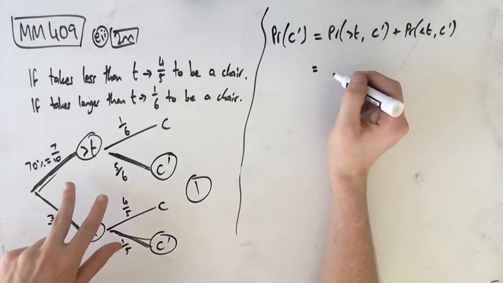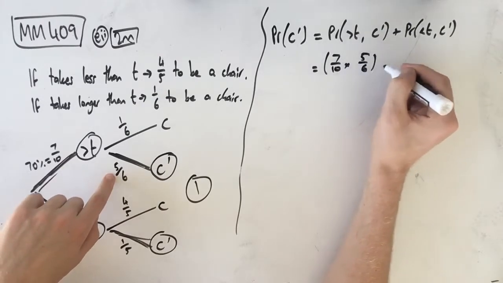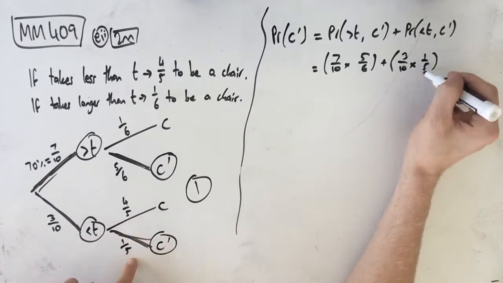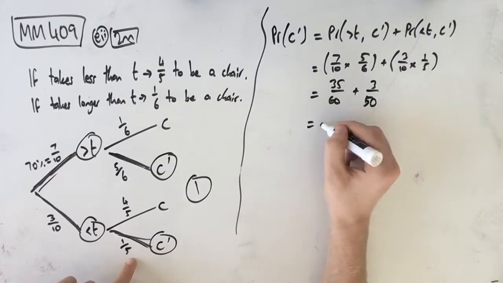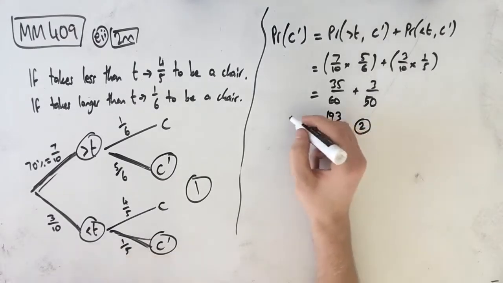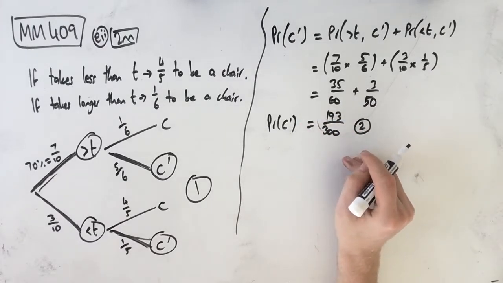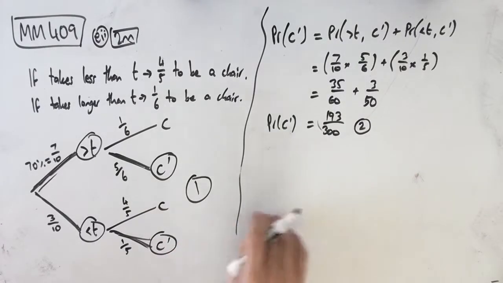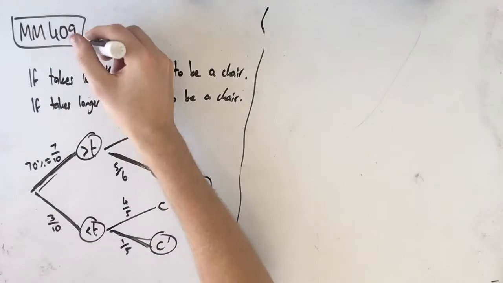Awesome. So the way that we do this is by multiplying all these together. So we get 7 on 10 multiplied by 5 on 6 plus 3 on 10 multiplied by 1 in 5, which is 35 on 60 plus 3 on 50, which equals 193 over 300. This is your second mark. So the probability that it is not a chair is 193 over 300. Guys, that's our final mark for part EII. Let's move on to part EIII. Part EIII is simply a 1 mark question, so we should be able to do it quite quickly.